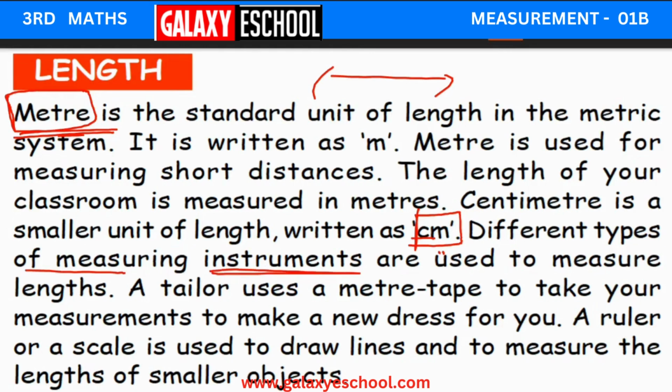Like for example, if you want to eat something, the food will be the same, but there are different ways to eat. You can eat it with your hand or spoon or fork, or you can use a knife also to cut and eat. Understood? In the same way, the unit of measurement is the same. We measure in meters and centimeters, but different types of measuring instruments are used to measure the lengths.